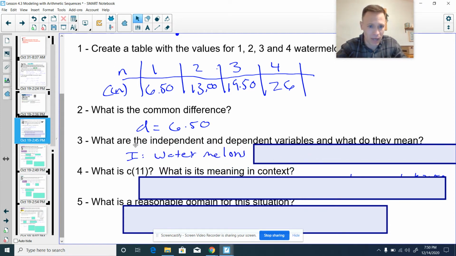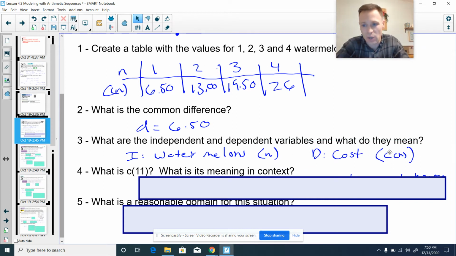So I have I here for independent variable. The independent variable is n, the watermelons, right? And then the dependent variable would just be the cost of those watermelons. So D here for dependent variable is the cost of the watermelons. That's represented by C of n.